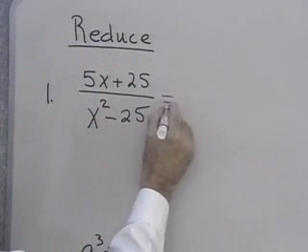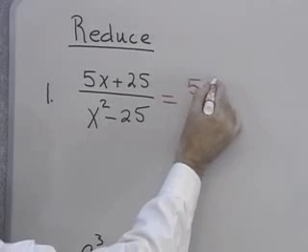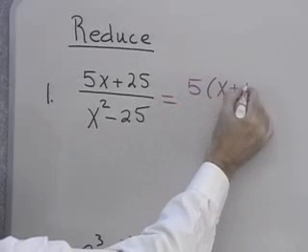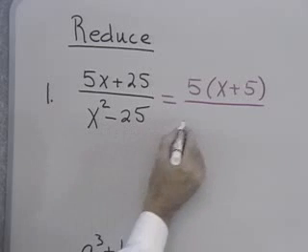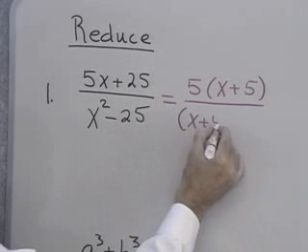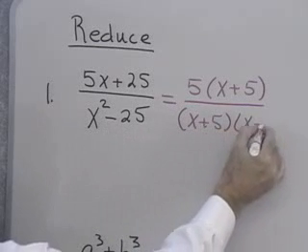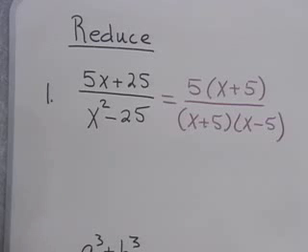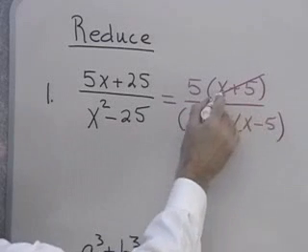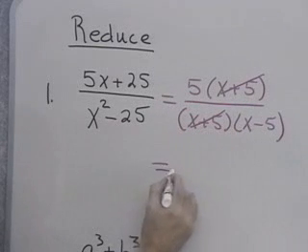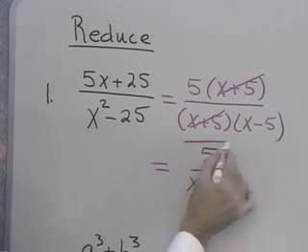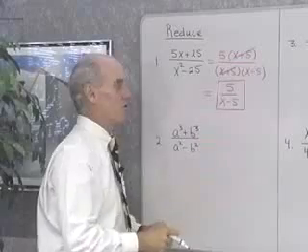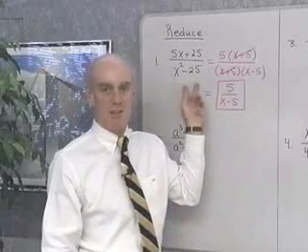We do so by factoring the numerator. So I'll factor a 5 out. What's left is x plus 5. And then factoring the denominator, the difference of two squares, x plus 5 times x minus 5. Then we divide out any factors they have in common, which in this case is x plus 5. What's left is 5 over x minus 5. So that's the reduced version of this original rational expression right here.